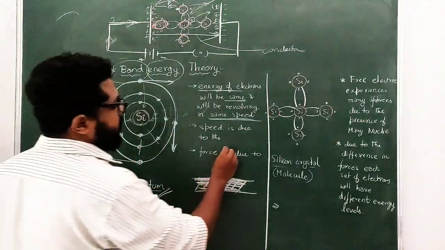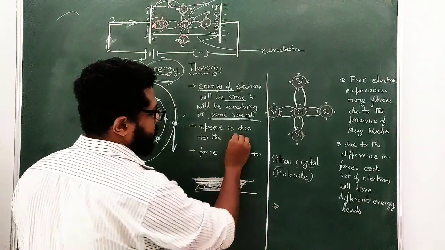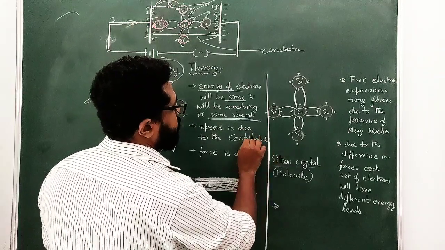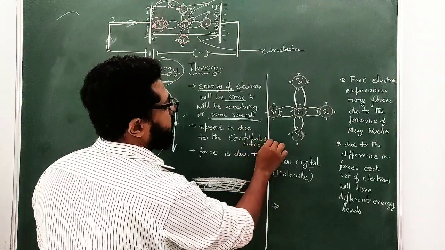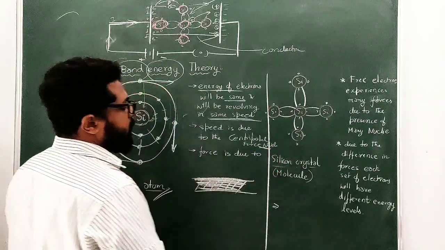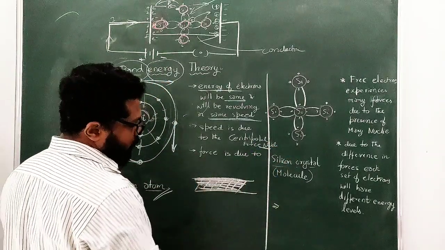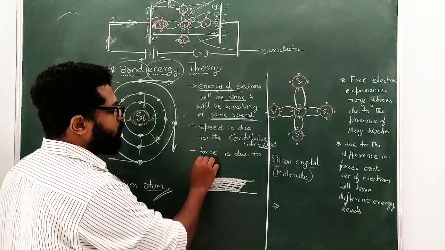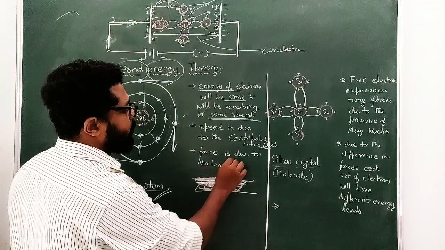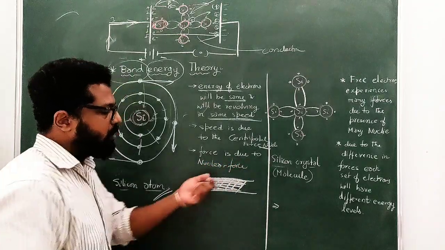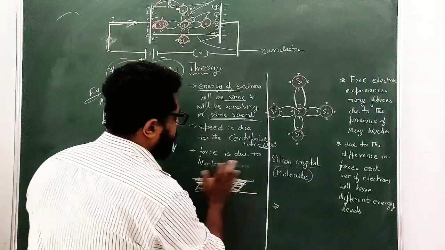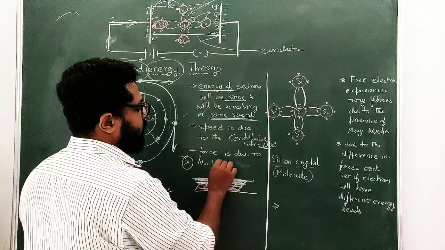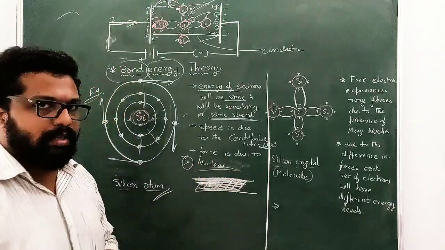Done. And this speed is due to the centripetal force. Centripetal force of what? Centripetal force of the nucleus. And this force is due to the nuclear energy or nuclear force. I can simply say the force is due to the nucleus. Silicon nucleus is the example here.